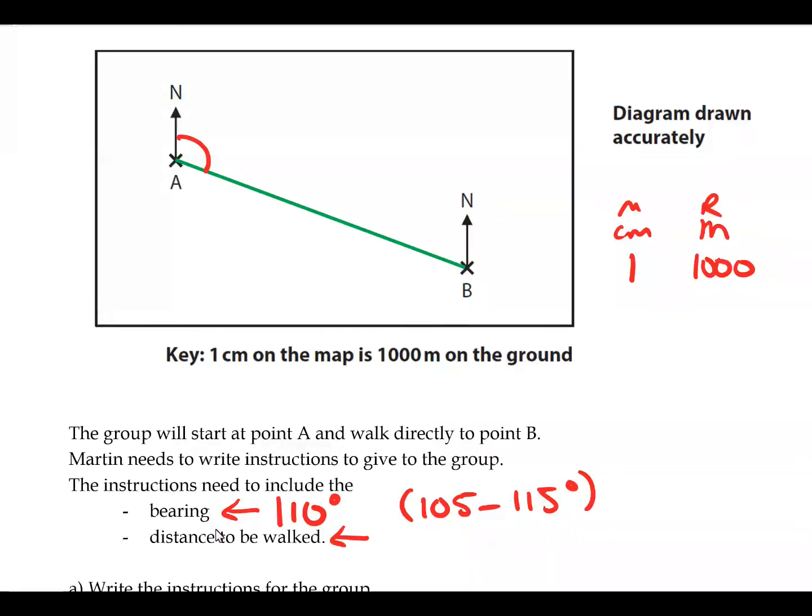on how to get from A to B. So for the distance to be walked, we need to measure it with our ruler, and I've got my ruler and I've got roughly 7.4 centimetres. So we need to use our strap line for our scale, where I put 7.4 on this side. What I do to one side, I do to the other. So I've multiplied this by 7.4. I multiply this by 7.4 and I get 7,400 metres.